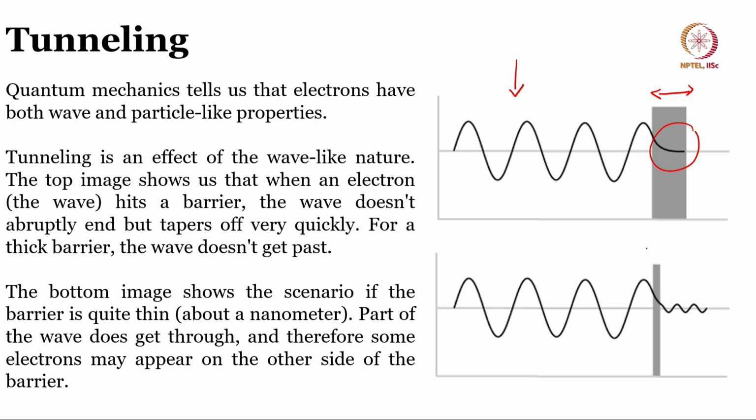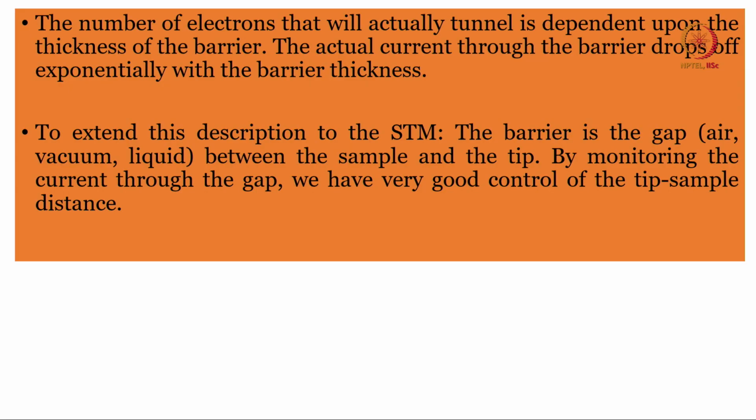However, in the bottom image, the barrier is quite thin. You see that if it is very thin, part of the wave does get through, and therefore some electrons may appear on the other side of the barrier. The number of electrons that will actually tunnel depends upon the thickness of the barrier. The actual current through the barrier drops off exponentially with the barrier thickness. To extend this description to STM, the barrier is the gap between the sample and the tip.